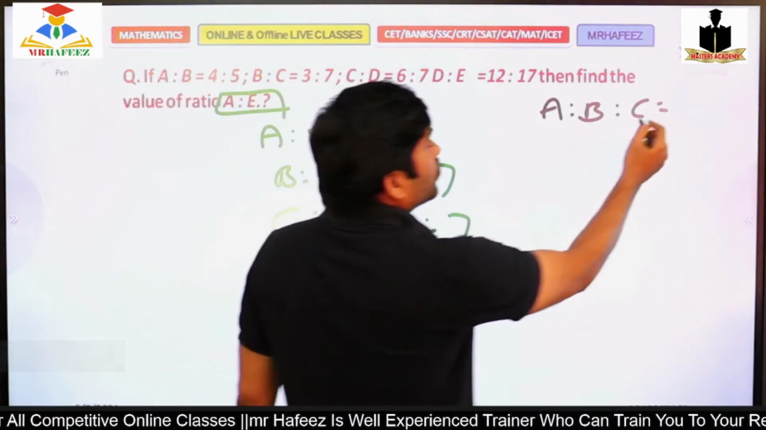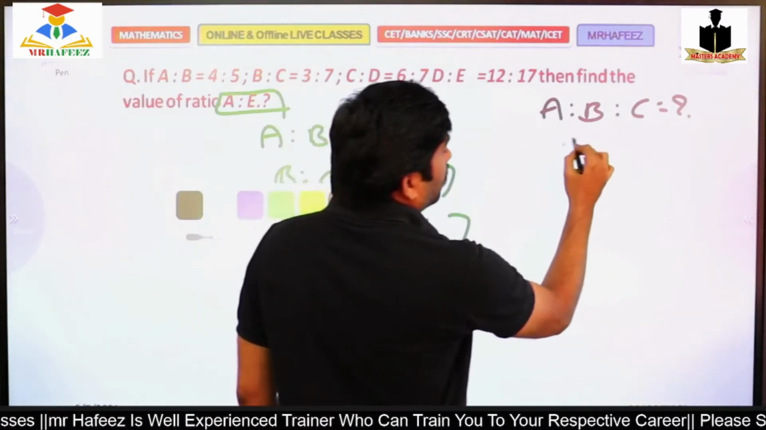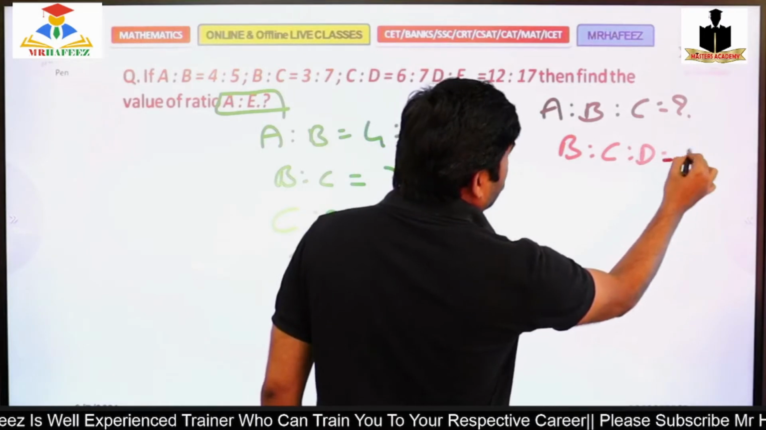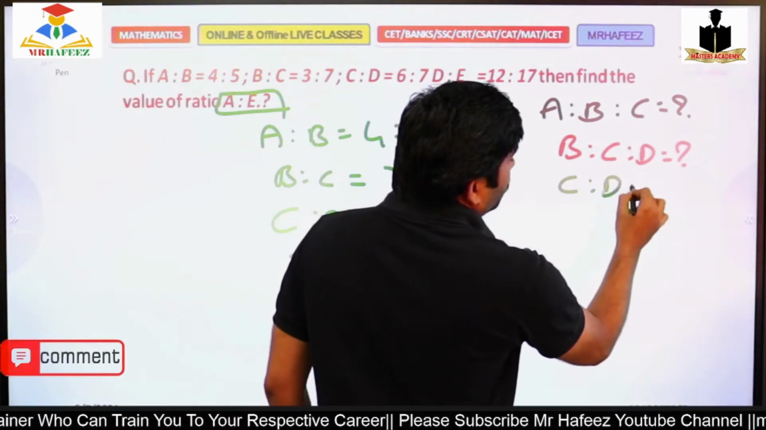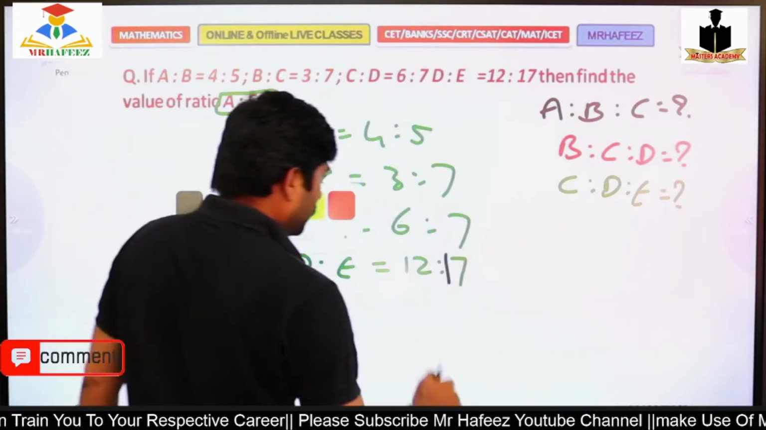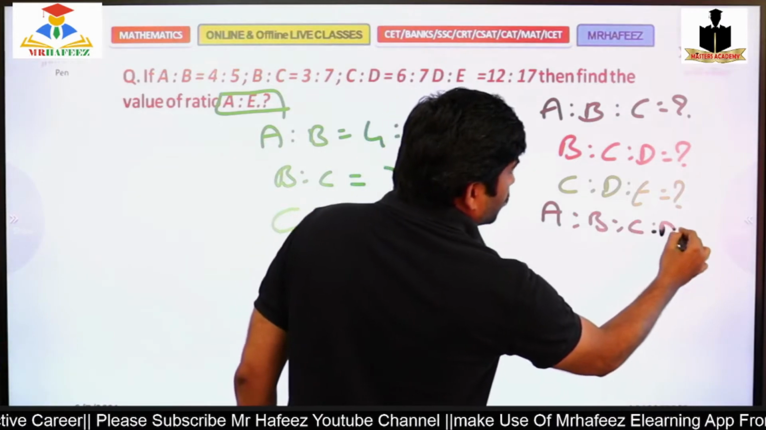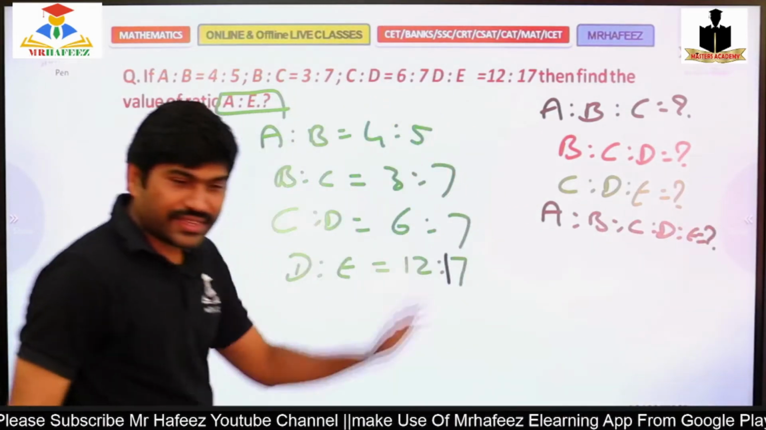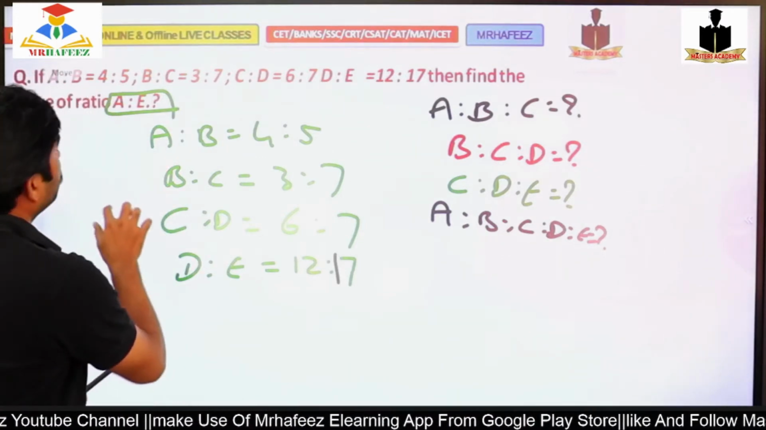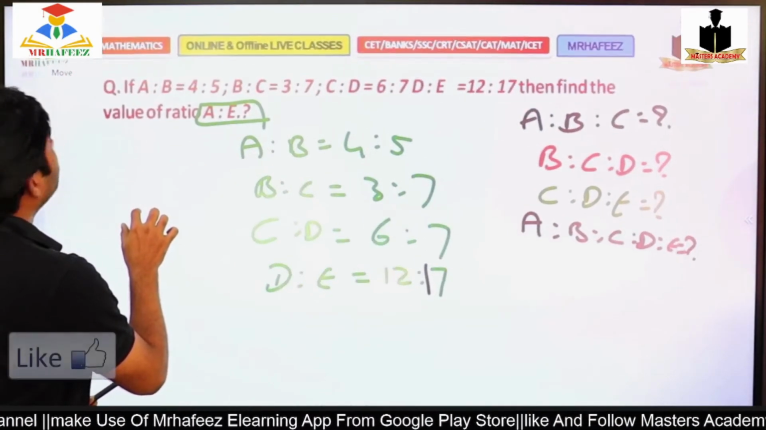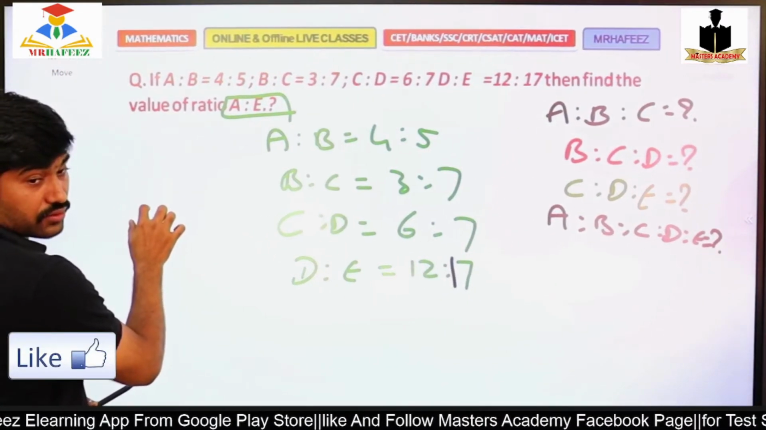A is to B is to C is to question mark, and the other question, B is to C is to D. And the other question, C is to D is to E. And the other question, A is to B is to C is to D is to E. So all these are questions. Okay, let me know what is the value for the first question.